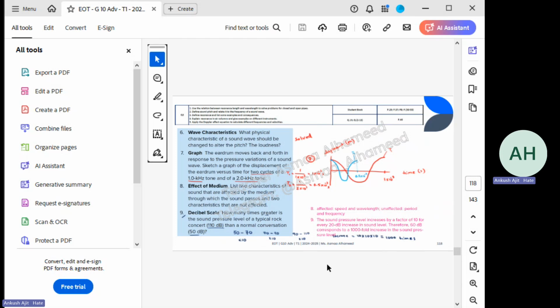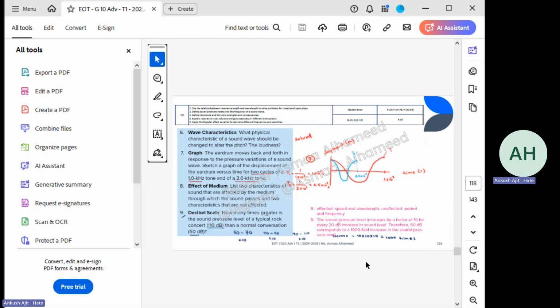So 60 you will multiply by the three zeros, because there are how many 20s, every difference of 20. See, the sound pressure level increases by a factor of 10 for every 20 decibel increase in sound level. So if it is 60, that means it is 10 into 10 into 10, so 1000 times. That's clear. See, 110 and 50, the difference is almost 60 decibel, right? So for every 20, the sound level will be increasing by 10, correct? So it is 60, so it will be 10 into 10 into 10.